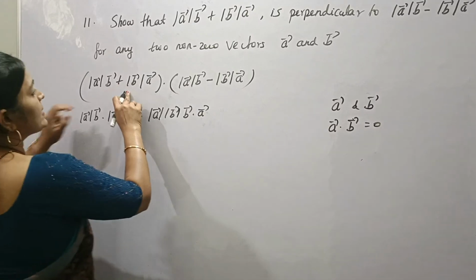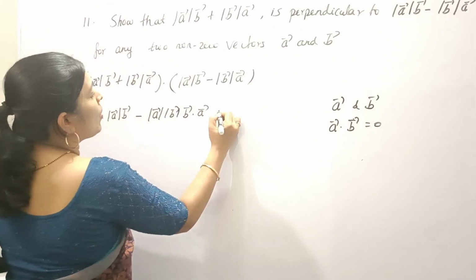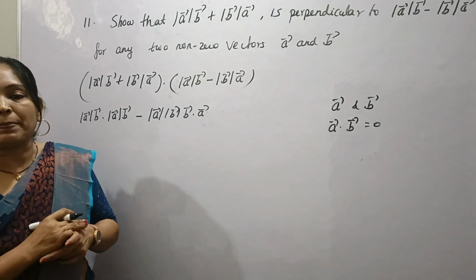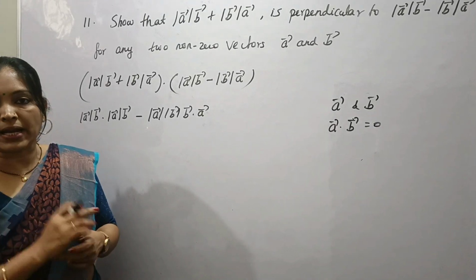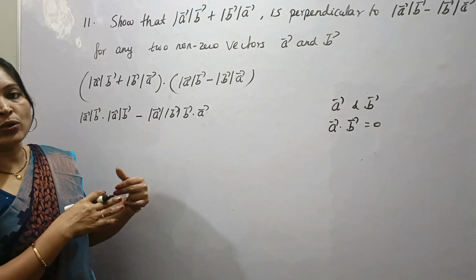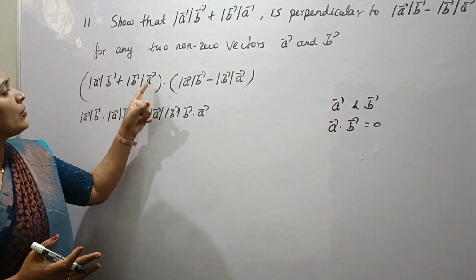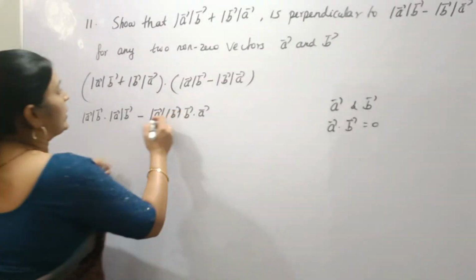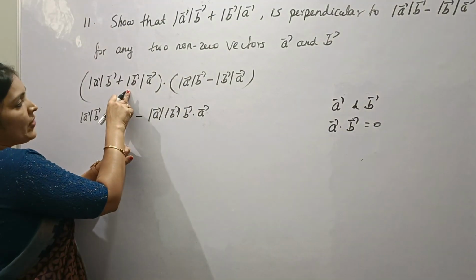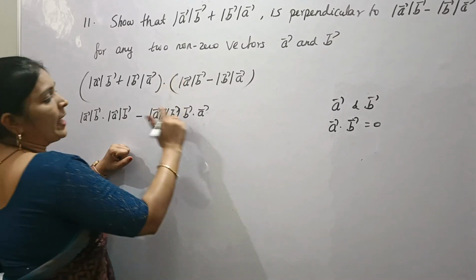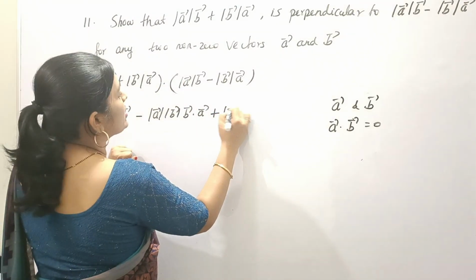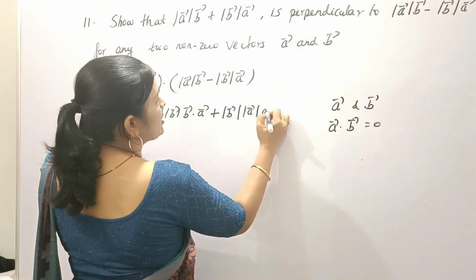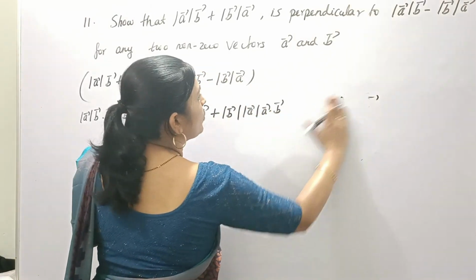Next term is this one. Here also, see, modulus of vector A and modulus of vector B are real numbers, the magnitudes of these vectors. So here we can take them out and then we can write vector A dot vector B or vector B dot vector A. Next term is modulus vector B into modulus vector A, vector A dot vector B.